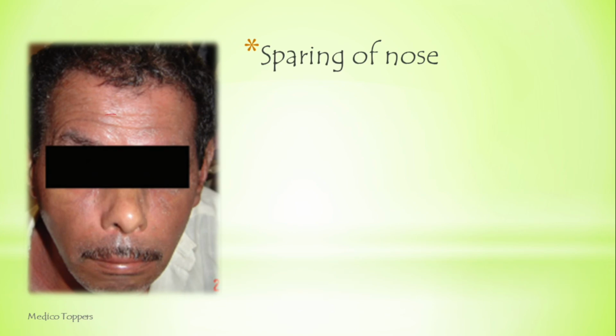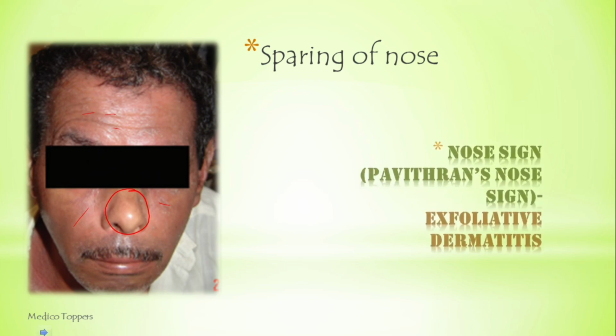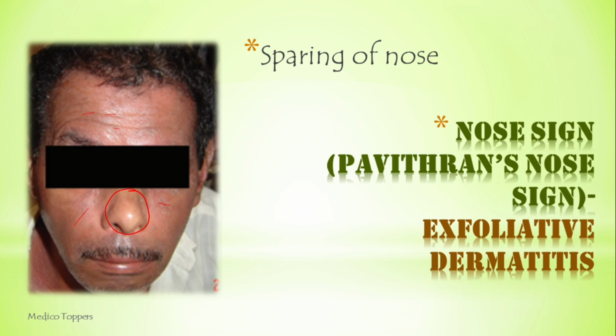Here you can see the exfoliation like papulosquamous scales all over the face, but in case of the nose, there is no such exfoliation. So let's see where we can find this condition exactly and what the sign it could be. So it is also called as rose sign or Pavitran's nose sign. This we can see in exfoliative dermatitis. In case of exfoliative dermatitis, we can see exfoliation all over the face except the nose. Okay, so that is very specific for the diagnosis.